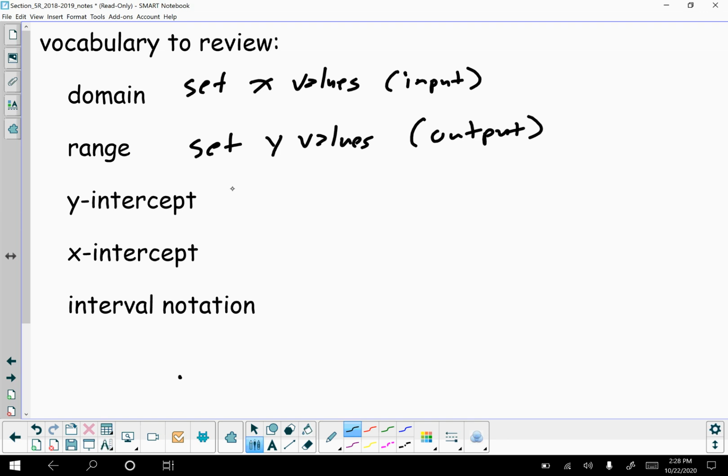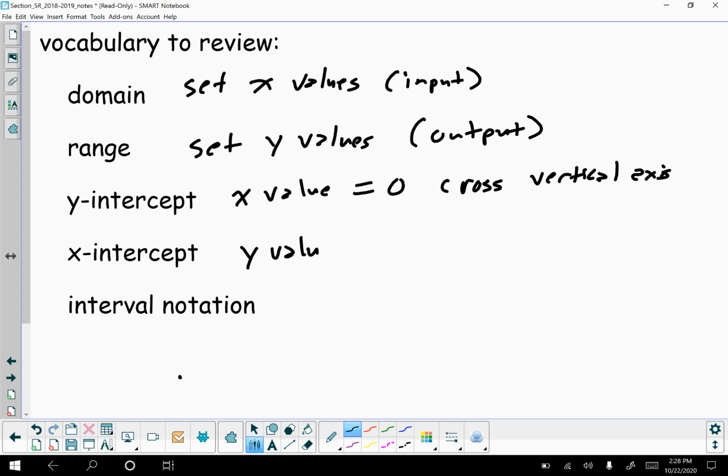The y-intercept happens when the x value equals 0 and it crosses the vertical axis. The x-intercept is where the y value is equal to 0 and it crosses the horizontal axis.